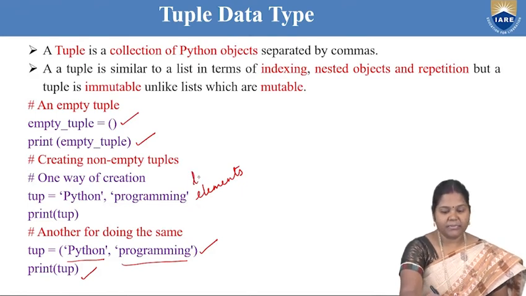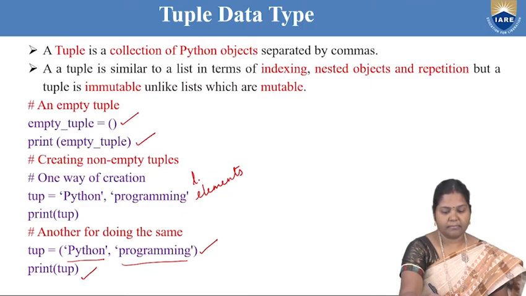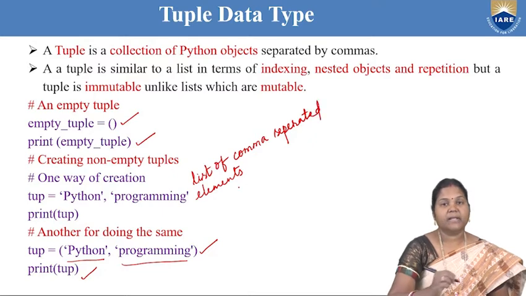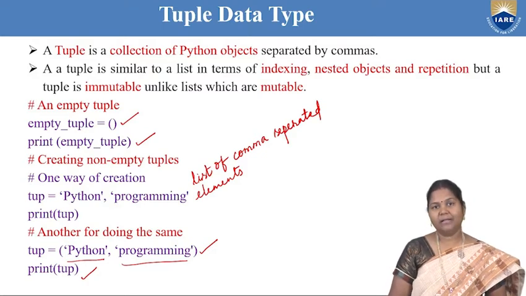A list of comma separated elements is treated to be a tuple. Otherwise, within the parentheses, you can write a list of elements and you can create a tuple.